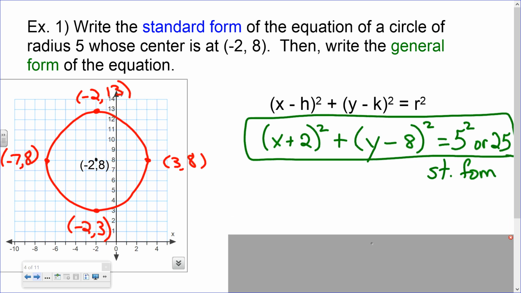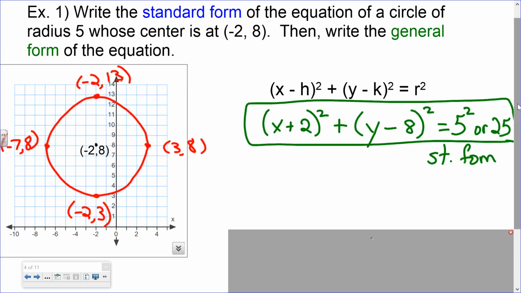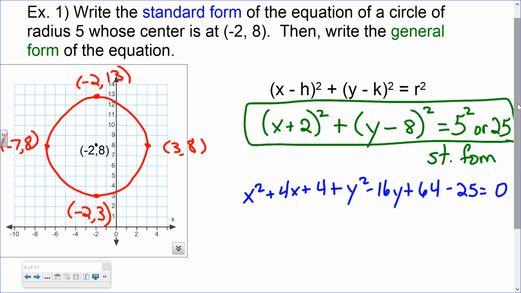This one also asks for the general form. So how do we get from that to the general form? I think I heard somebody say it. We need to FOIL it. So we're going to have x squared plus 4x plus 4 plus y squared minus 16y plus 64 minus 25 equals 0. And then I just have to combine terms and get things in the right order.